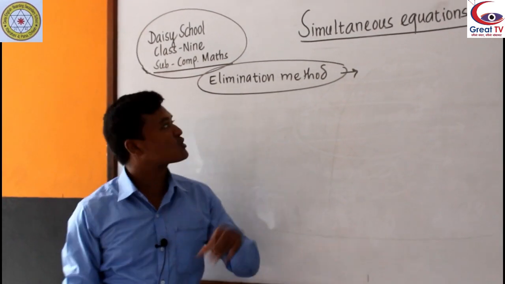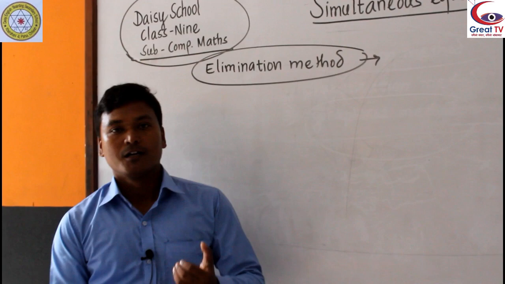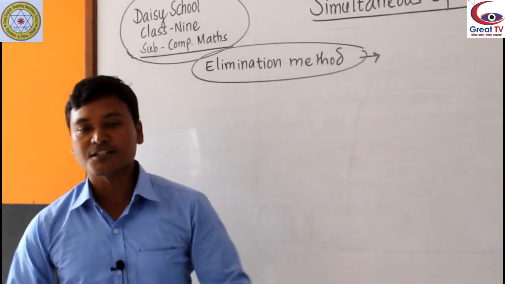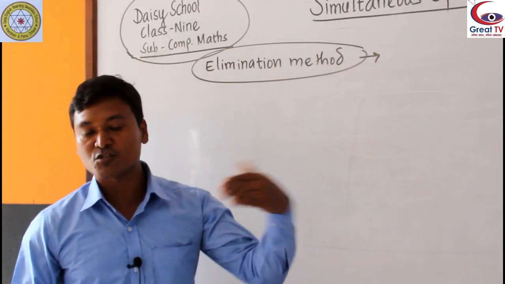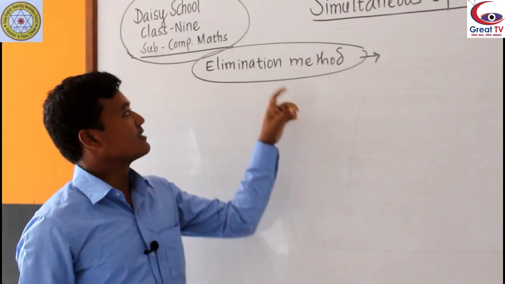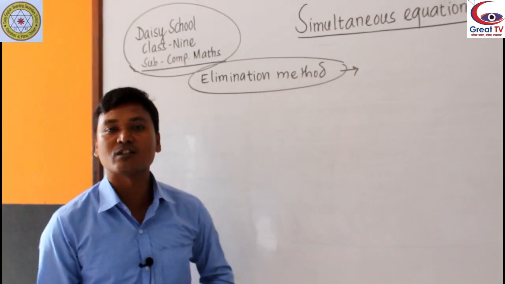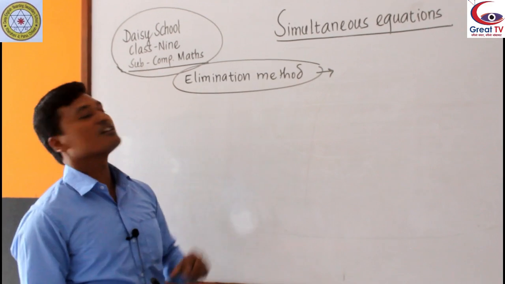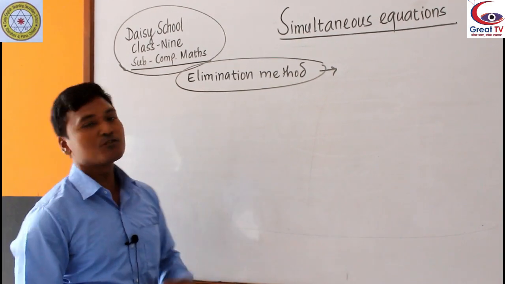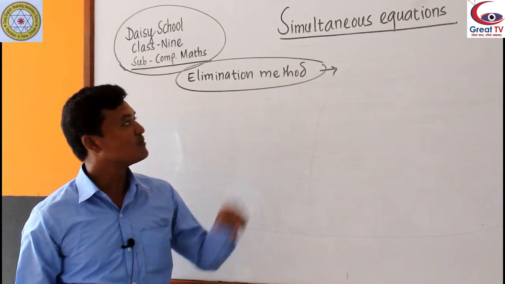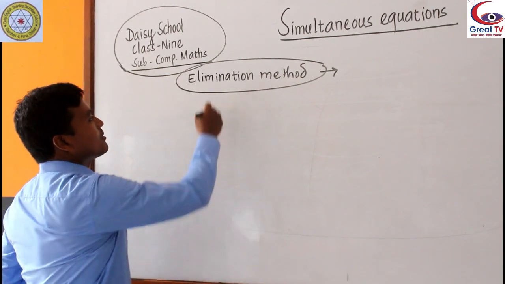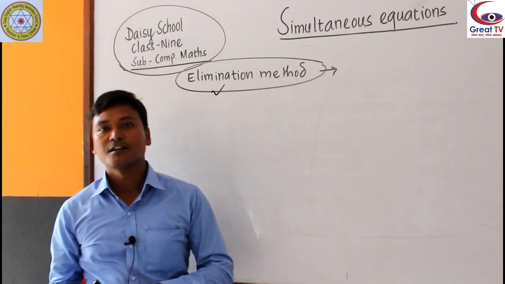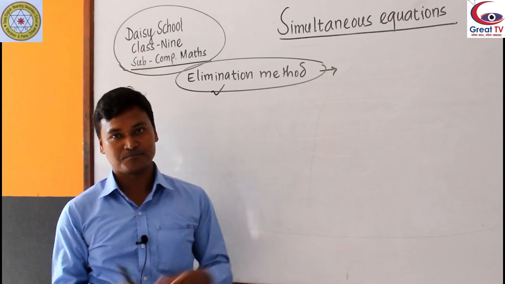Okay, my dear students, it's totally new for you. In class 8, you read how to solve simultaneous equations by graphical method only. So it's totally new for you. So listen to me carefully. Elimination method. This is the first method we use to solve simultaneous equations. But what is elimination method? In Nepal, we say hataune method.